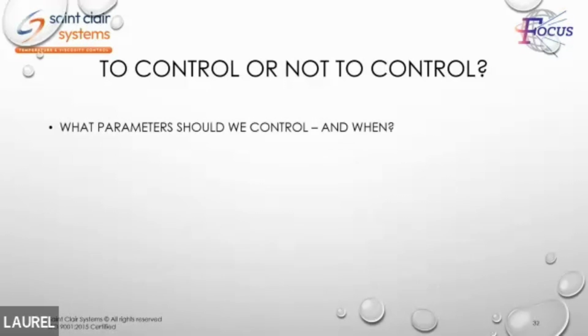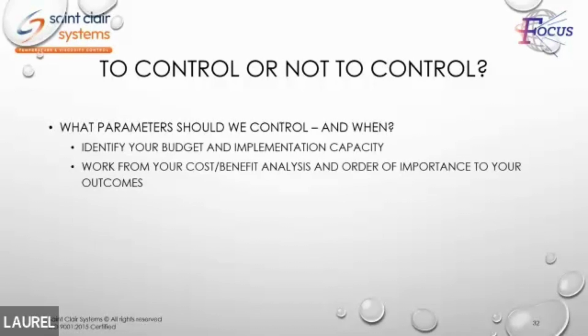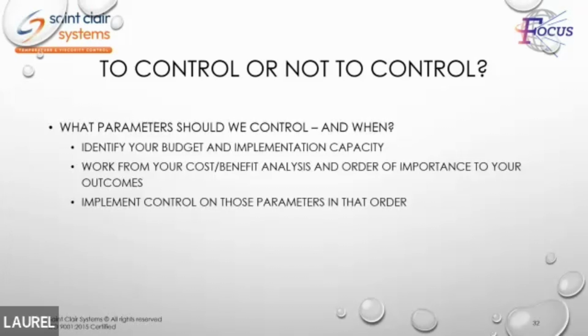And then, of course, what parameters should we control? And the key question, when? To do that, you have to identify your budget and your implementation capacity. If it's a greenfield shop, you may be able to do it all at once as you're building. But if you're going back and retrofitting, and most of us are, then you need to understand your budget and what resources you have to implement this capacity. And then you go back to your cost-benefit analysis and your order of importance to your outcomes, and you implement control on those parameters in that sequence.